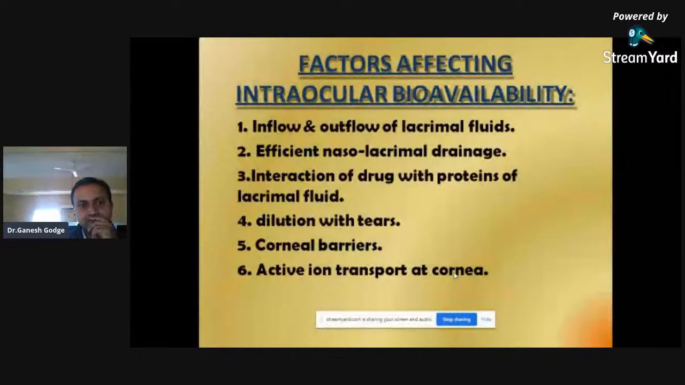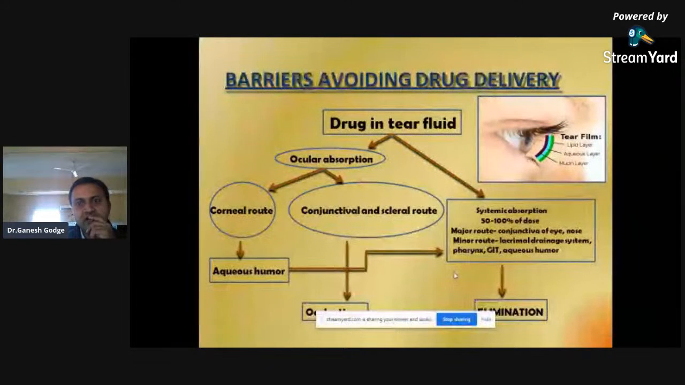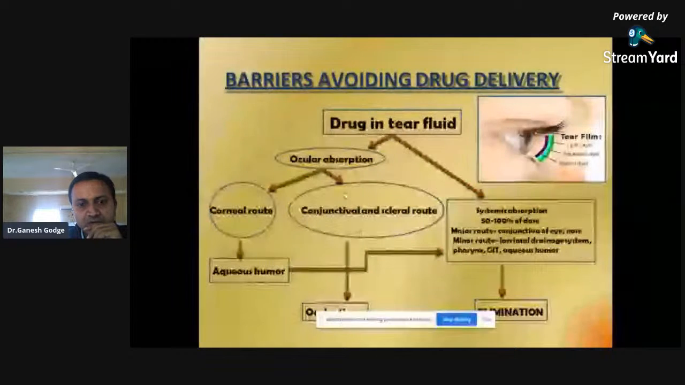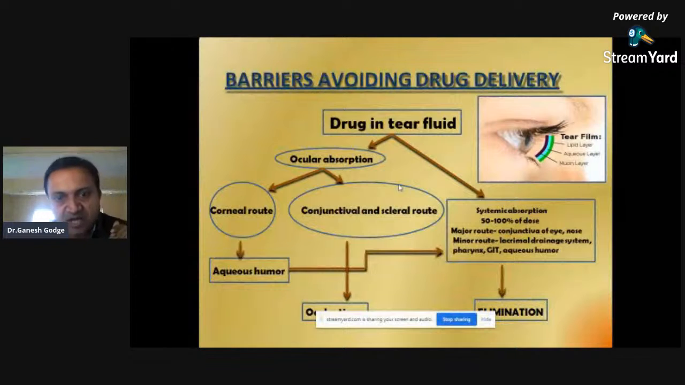Now, barriers avoiding drug delivery. What are the several barriers that prevent drug delivery? So that we have seen, whenever the drug becomes available in tear fluid, ocular absorption takes place either by the corneal route or the conjunctival route, which is also called the non-corneal route, and thereby it enters into systemic circulation. Then you will get the effect of that particular formulation, and thereby it reaches elimination. So this chart you try to remember.